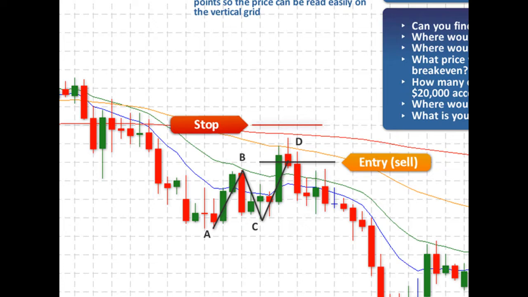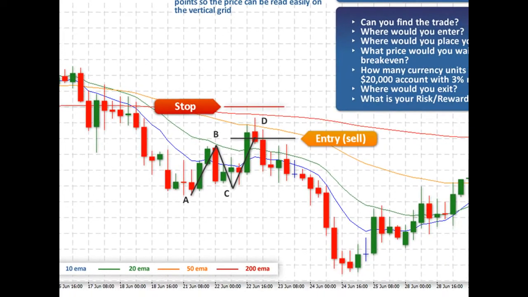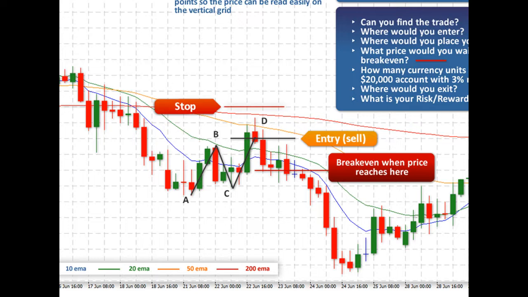What about the break even? Well, the break even is at a 1-to-1 risk reward, which is here. So when price reaches this point, you'll move your stop from the original place down to the entry price.